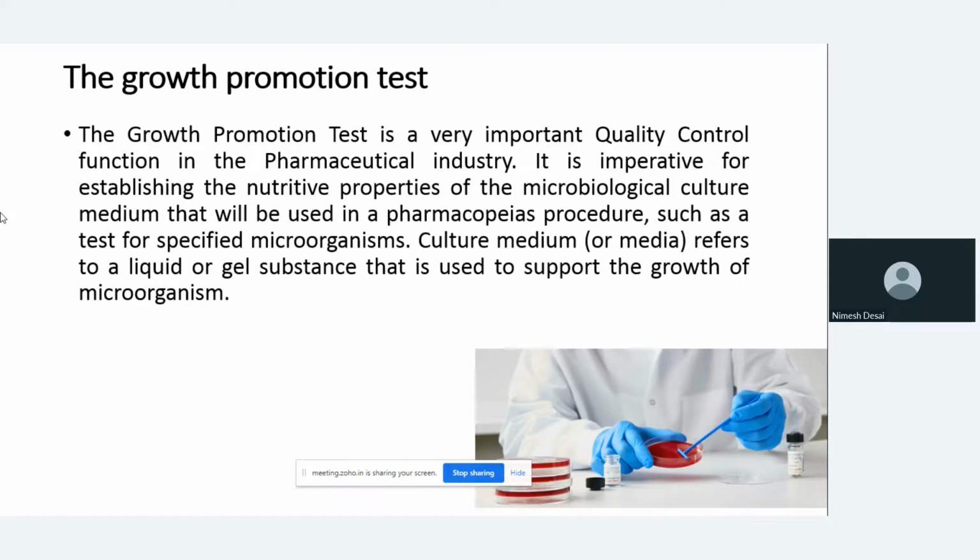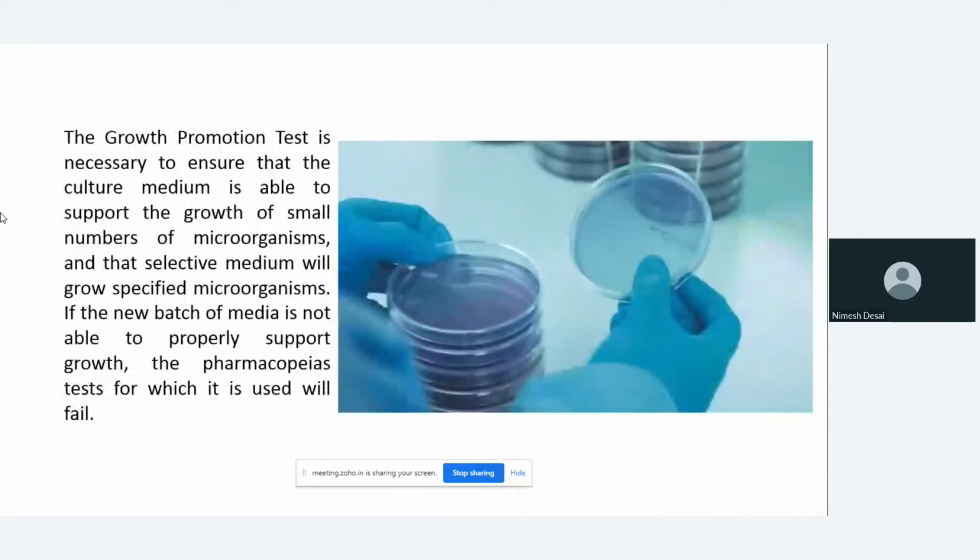Culture media refers to a liquid or gel substance that is used to support the growth of microorganisms. So it is the confirmatory test of the media, whatever media we are utilizing to analyze the product. It confirms whether the media supports the growth of microorganisms or not. By doing the growth promotion test, we can ensure the growth promoting, growth inhibitory, and growth indicative properties of the media.